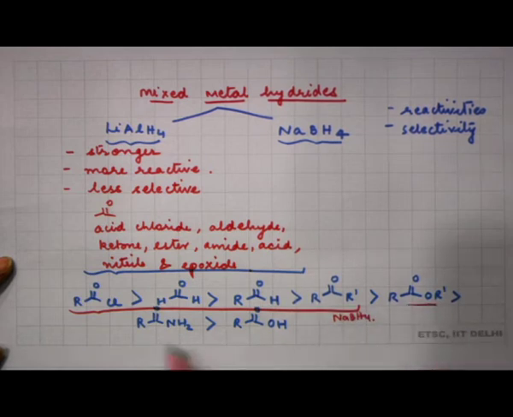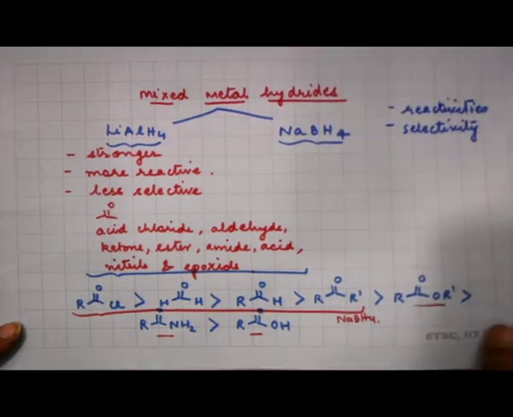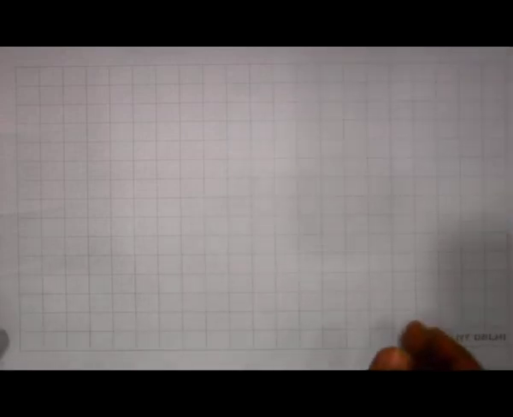It cannot reduce an ester, amide or an acid, which lithium aluminium hydride does. So, what is the reason? Why is there a difference in the reactivity between the two? Let us understand this in terms of their structure and their bonding.